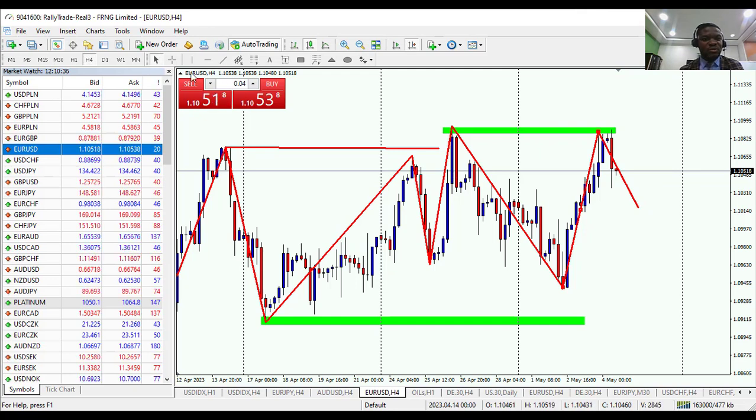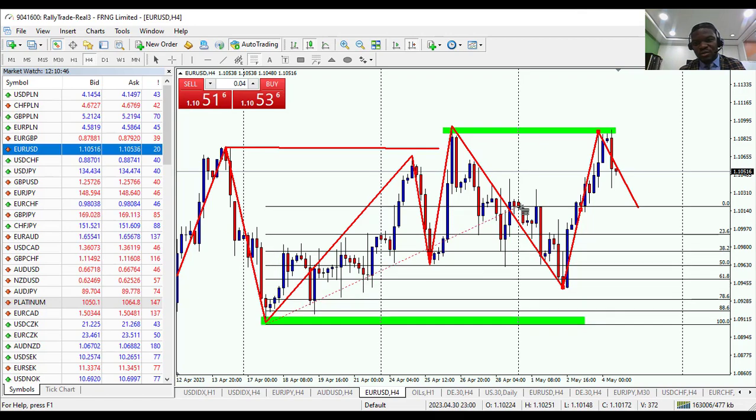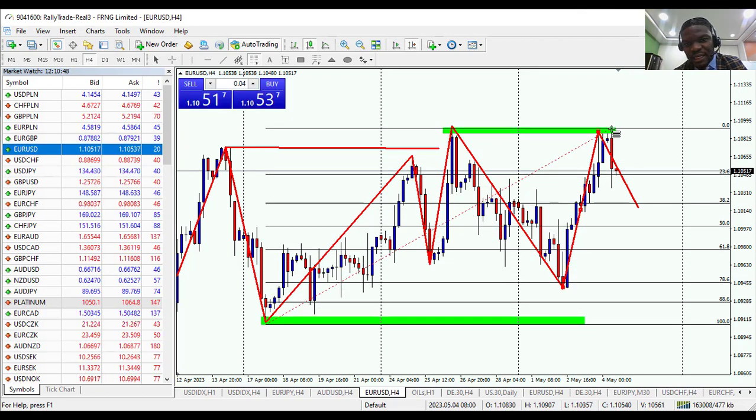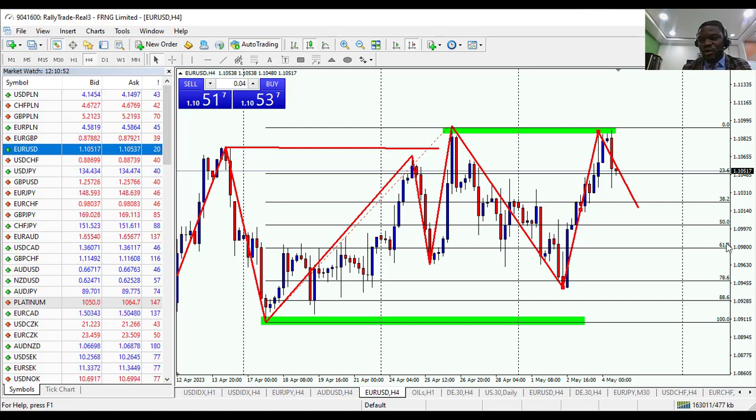We can know that with our Fibonacci. So we can do one from this low, because this low still remains our strong low, to this high, right? Even to this high. So I normally look at between 50 to 60%. So around this region, my prediction is that it should be able to trade.